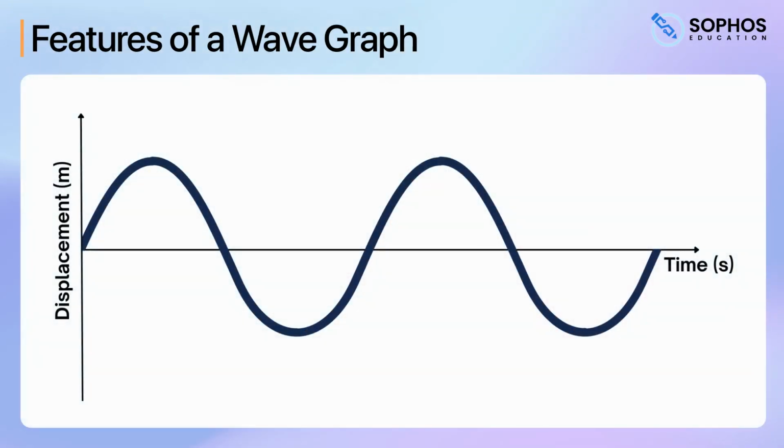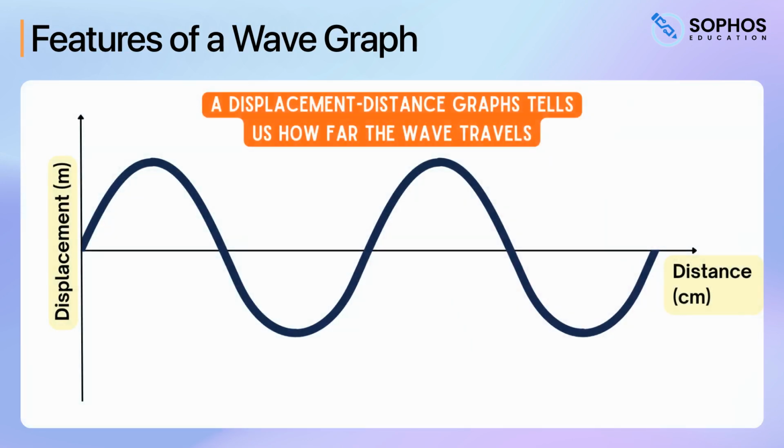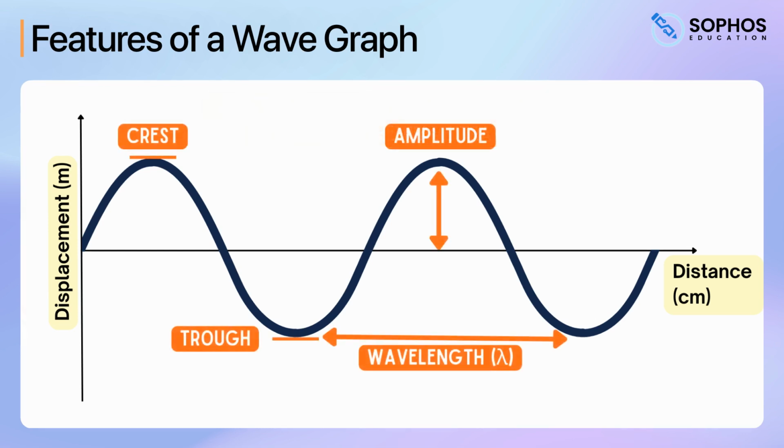Understanding these features of a wave graphically helps us interpret and analyze the behavior and properties of waves. Along with displacement time graphs, we also have displacement distance graphs. While this graph tells us something slightly different from a displacement time graph, namely how far the wave travels, it has the same features we outlined earlier, such as crests, wavelength, amplitude, and troughs.